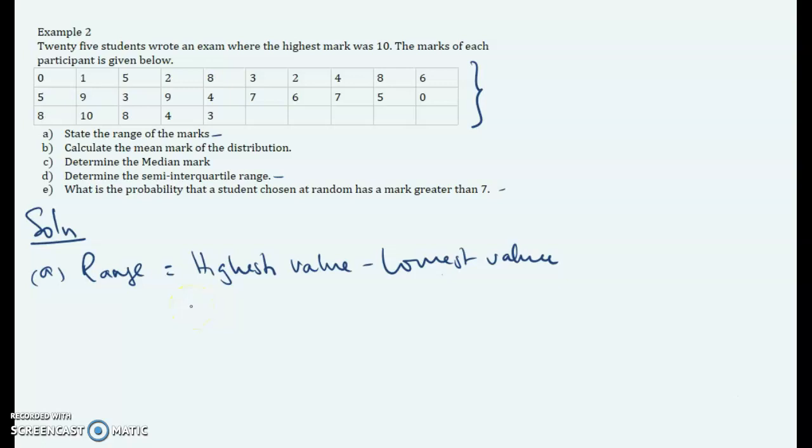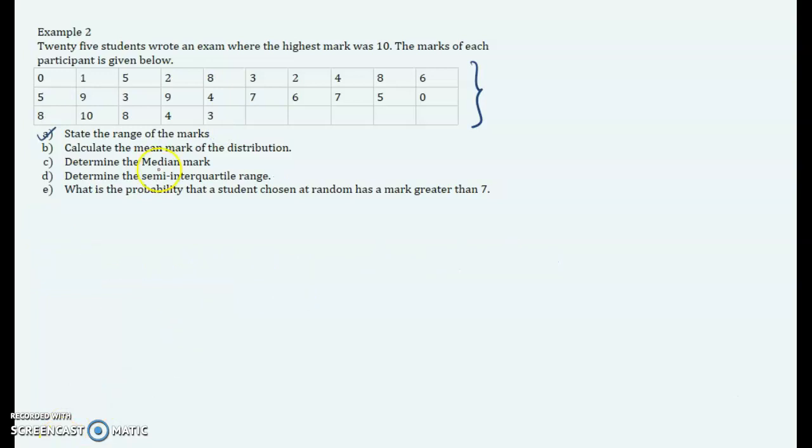According to this, my highest value here was 10 because somebody scored 10, right? And the lowest value was 0 because there were, I think, 2 people who scored 0. So the range, guys, is 10. So that takes care of my first piece. That is the range. Now moving on to part B.